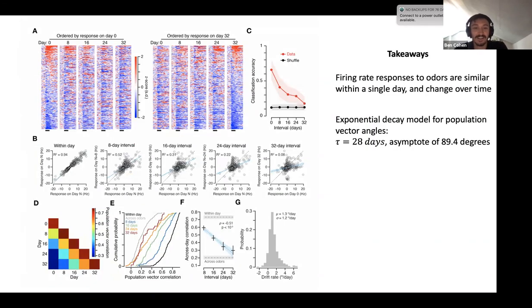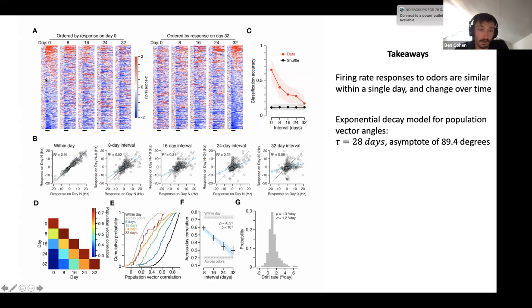Okay, so this slide, I probably should have broken this up into lots of chunks, but there's a lot of data on this slide. The takeaways are simple. It's just that individual neuron firing rates are similar within a day and they change over time. I'm going to walk through each of these panels. I'll try and move quickly to cover ground.